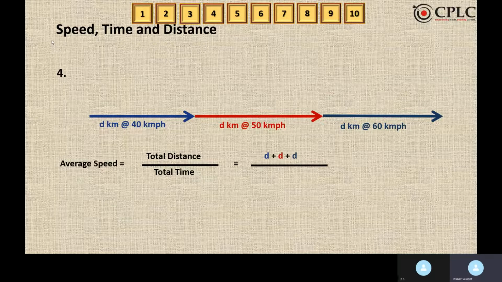Total distance is d plus d plus d. We don't have time, but we know that time is equal to distance upon speed. So by applying that, we'll get this. This will become 3d, and now take d common from the denominator. If you take d common, d and d will get cancelled, and we'll be left with 3 upon 1 by 40 plus 1 by 50 plus 1 by 60.